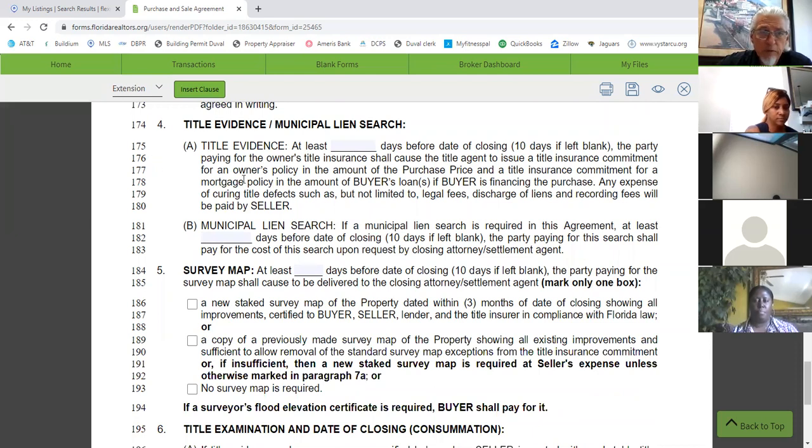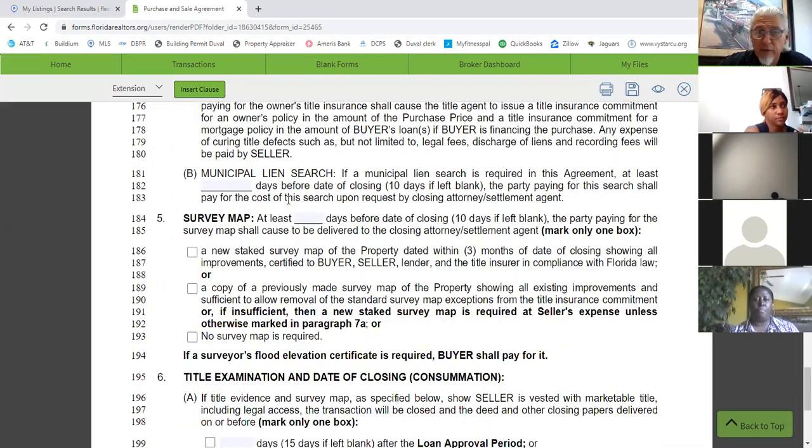Title insurance commitment for mortgage insurance policy, any amount of the buyer's loans. If the buyer is financing the purchase, any expense for curing title defects, such as but not limited to legal fees, discharge of liens, and recording fees, will be paid by the seller. Okay, so any title defects have to be cured by the seller.